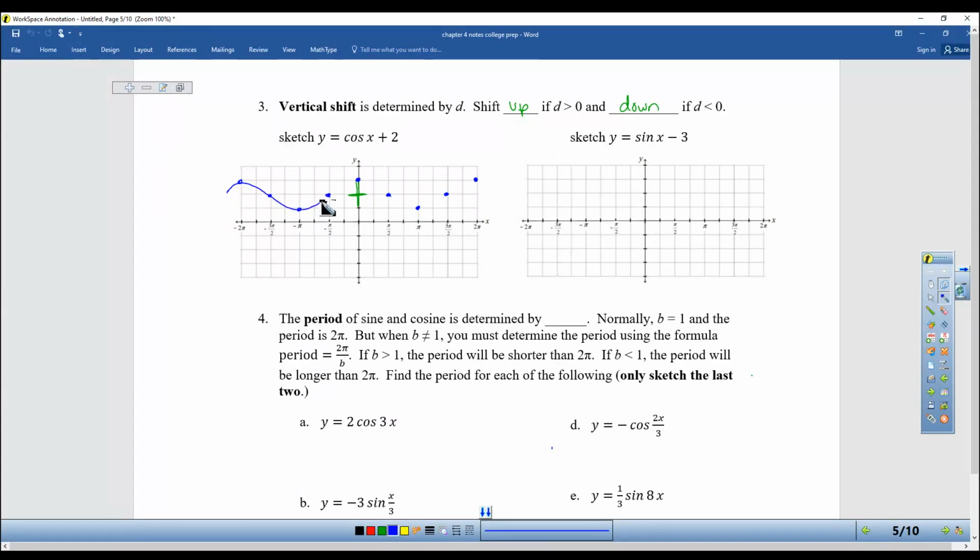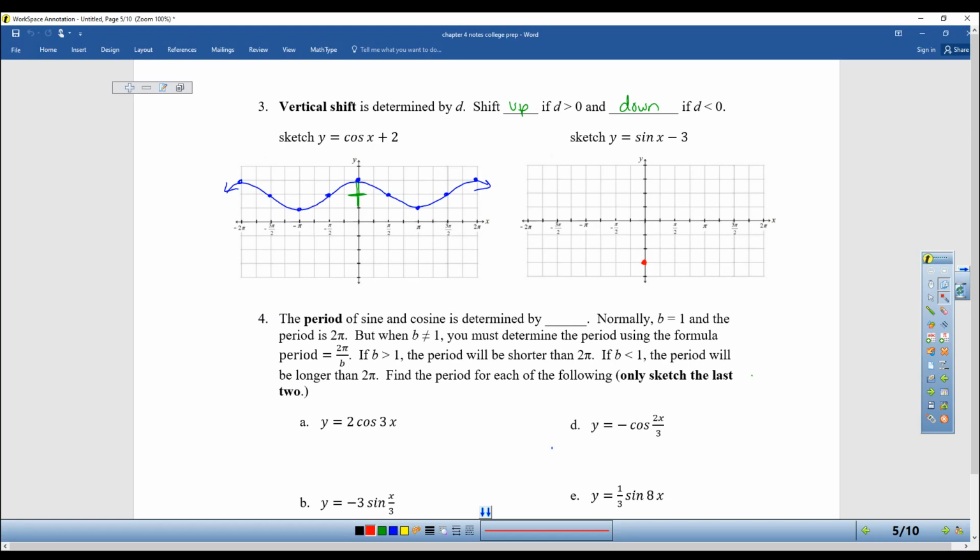So I'm going to draw it. I didn't do the parent graph this time. There you go. We'll do that again for sine. For sine, I'm going to take my origin and move it down 3. It doesn't go left or right.